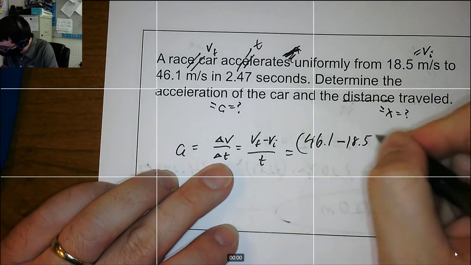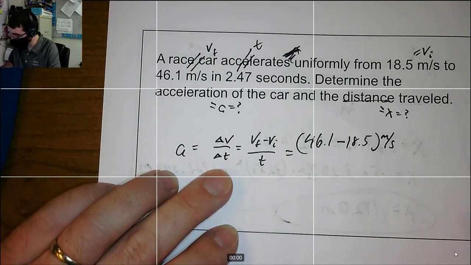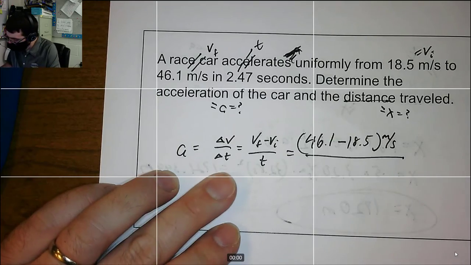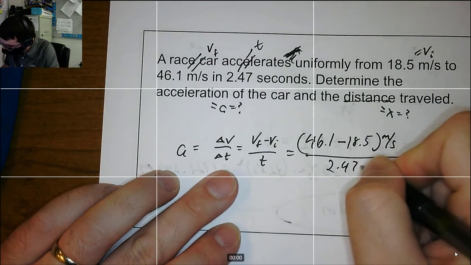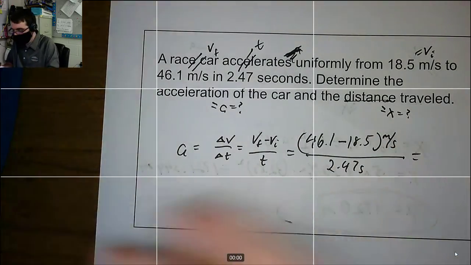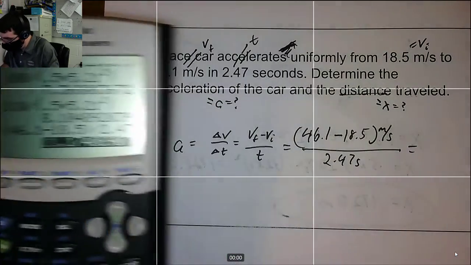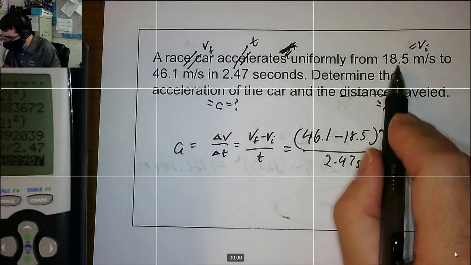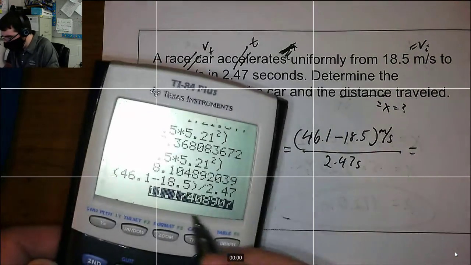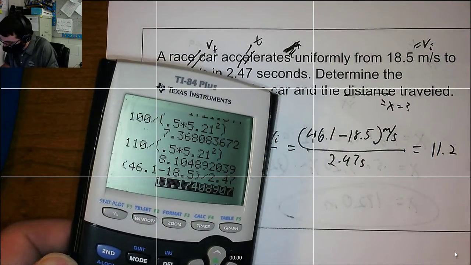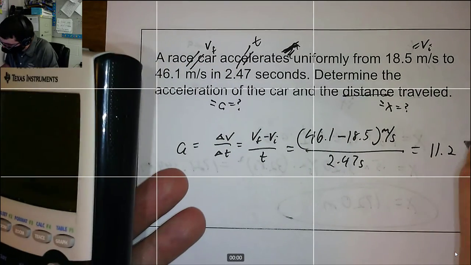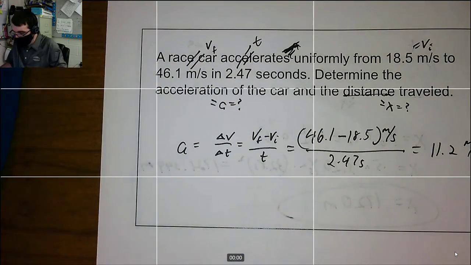I forgot to do my units there, so I'm going to do meters per second on the outside, just factor that out. And then the time is 2.47 seconds, and then again, all in one line here, punch into the calculator, I get 111.17, 3 sig figs. I'm going to round this one off to 3, 111.2, and that's going to be meters per second squared again.